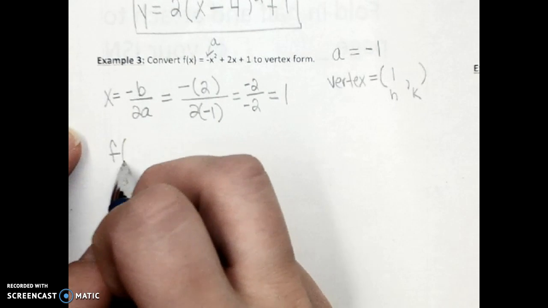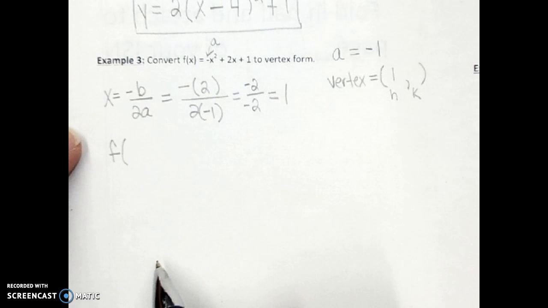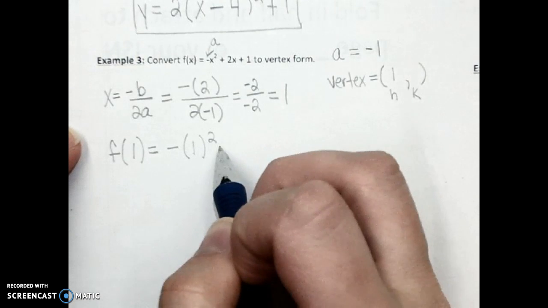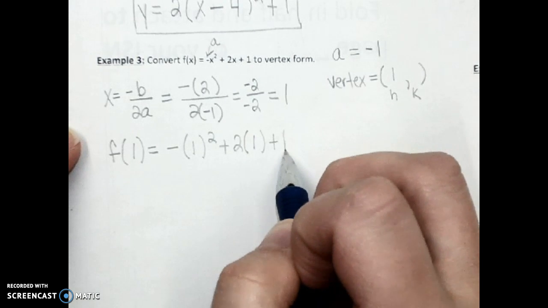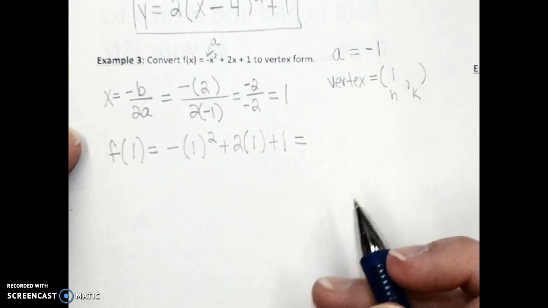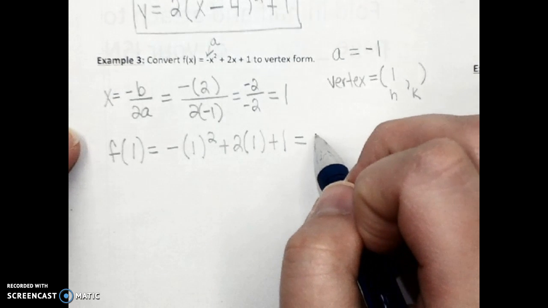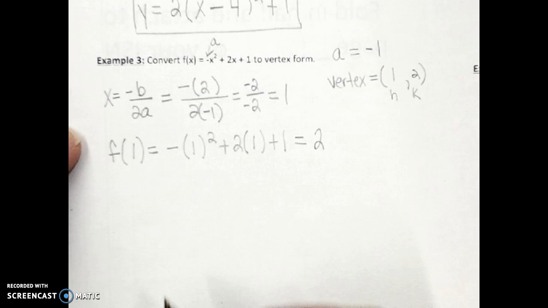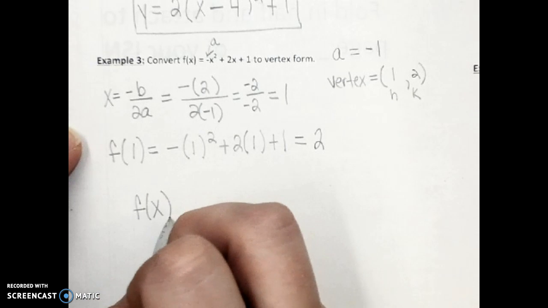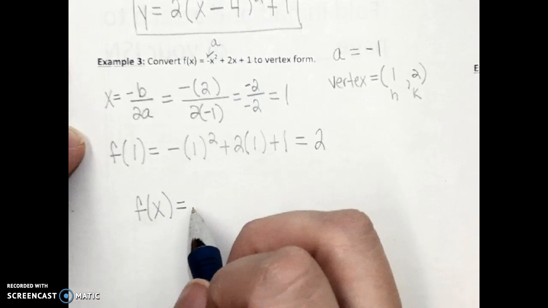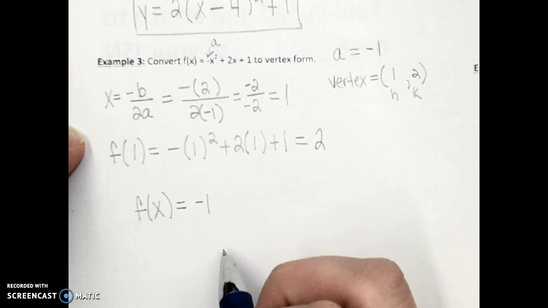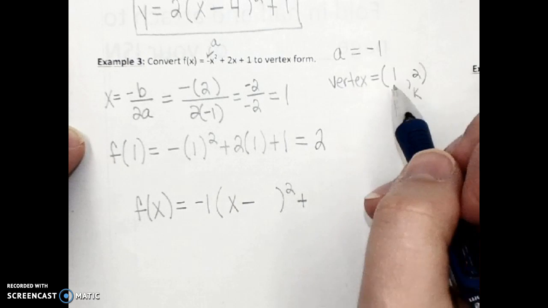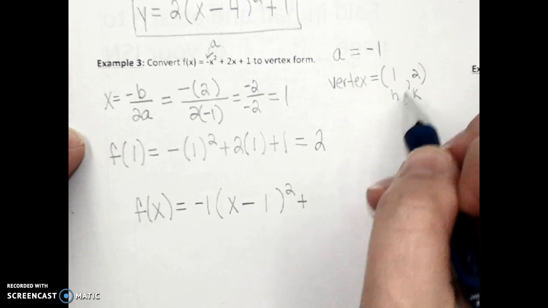Now I need to know the y value. Because it's f of x, I stick with f of x. F of 1 is negative 1 squared plus 2 times x, which is 1, plus 1. I work this out. I can type it in my calculator. That's fine. So I put 2. My vertex is 1, 2. Now it's time for me to plug in. F of x equals, if you need to look back at your formula, you can. I need the a value first. That's negative 1. Parentheses, x minus h squared plus k. What is h? It's 1. What is k? It's 2.